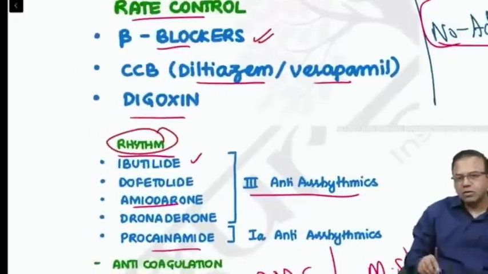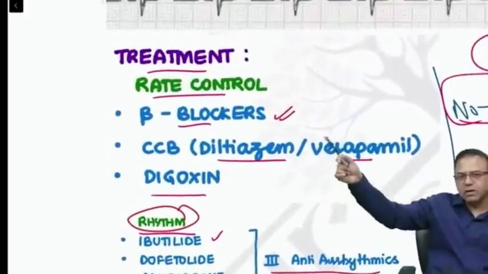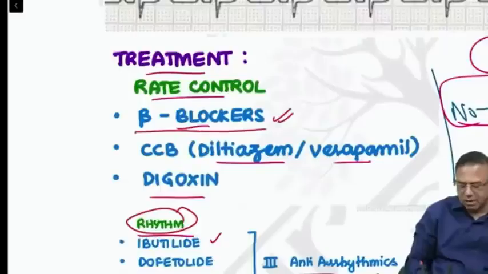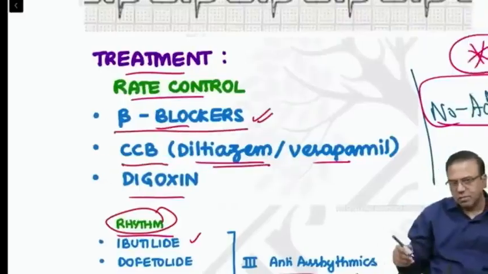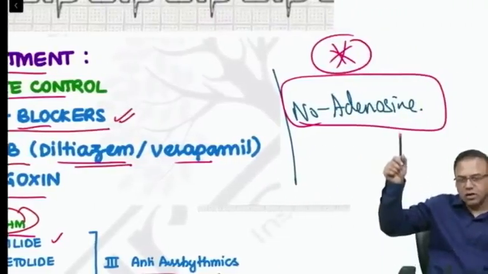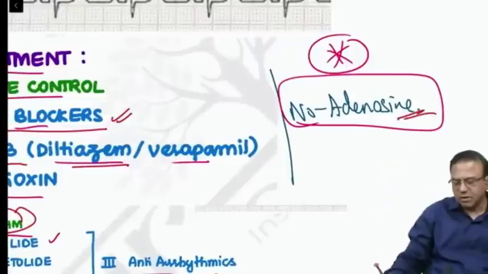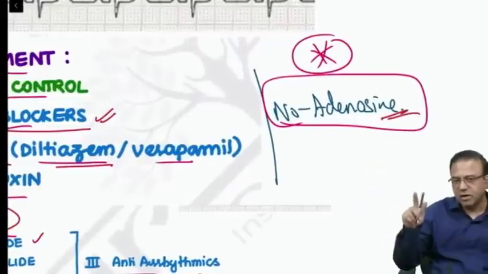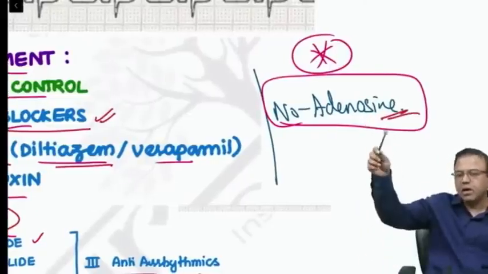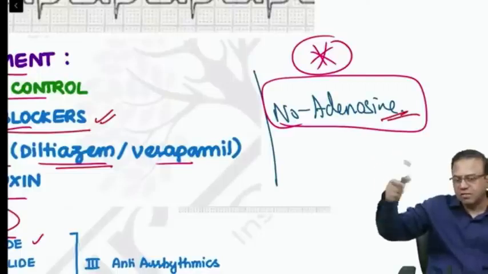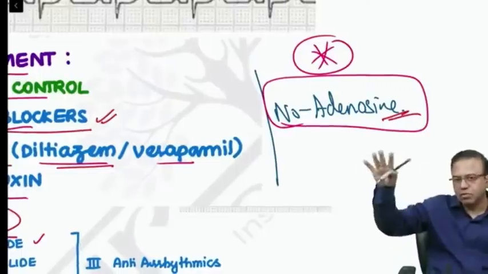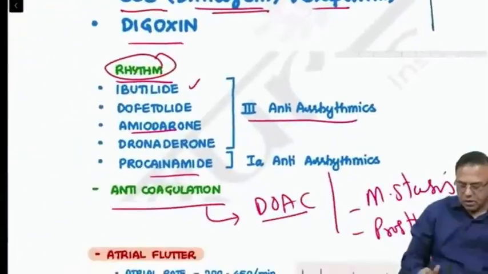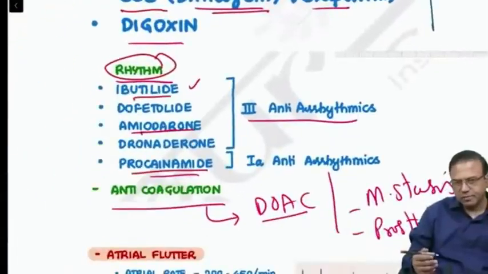So if the MCQ asks you between rate control and rhythm reversion, which is better? Rate control is better. Which is the main drug? Beta blocker. If they cannot tolerate beta blocker, then go for diltiazem and verapamil. Do not use adenosine in atrial fibrillation. This is a repeat question in our exam. Don't use adenosine in atrial fibrillation. It's too short acting and it will work only for 10 seconds. After that, the ventricular rate will go back to what it was. So don't use adenosine. In rhythm reversion, you can use ibutilide, amiodarone, procainamide, all these.